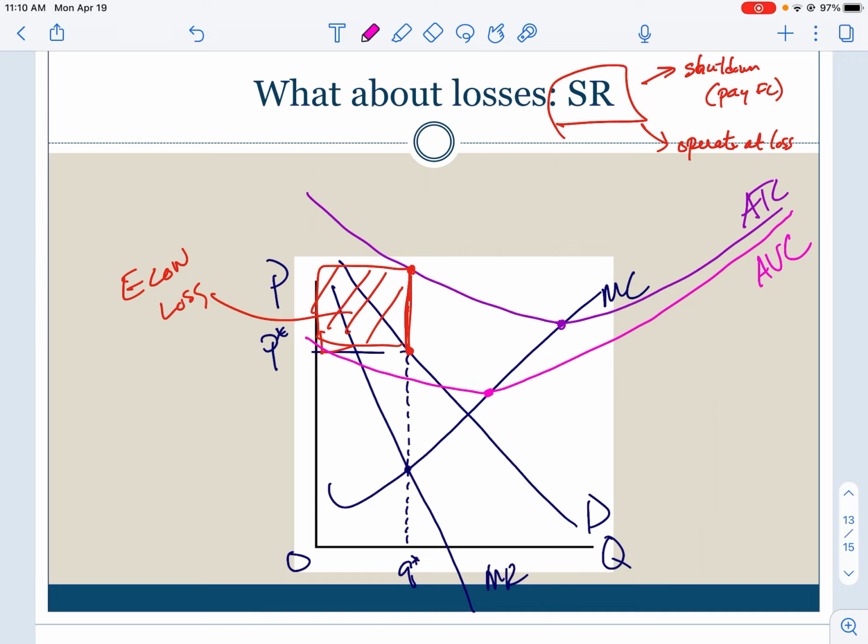So in this case, with this average variable cost curve, here's your average variable cost, and then the price that you sell it for is up here. So in this case, price is greater than average variable costs. So what should you do? Should you shut down and pay your fixed costs, or should you operate at a loss?